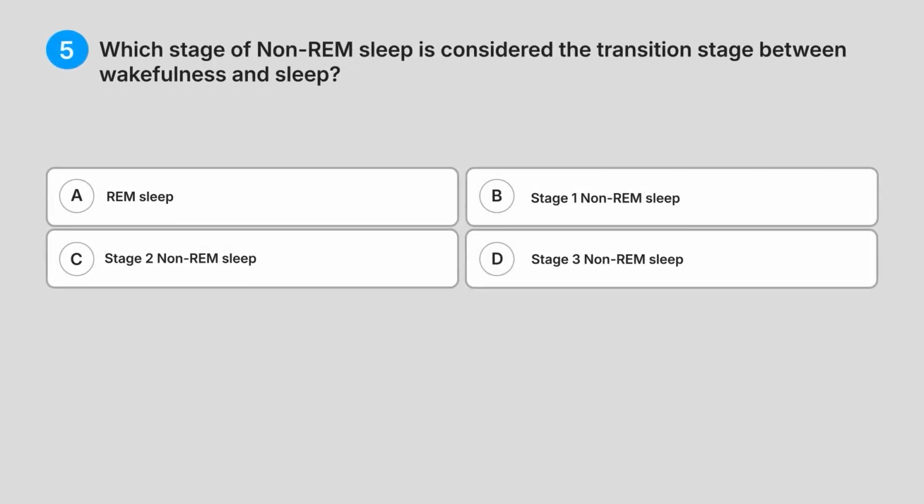5. Which stage of non-REM sleep is considered the transition stage between wakefulness and sleep? A. REM sleep. B. Stage 1 non-REM sleep. C. Stage 2 non-REM sleep. D. Stage 3 non-REM sleep. Do you know the answer?